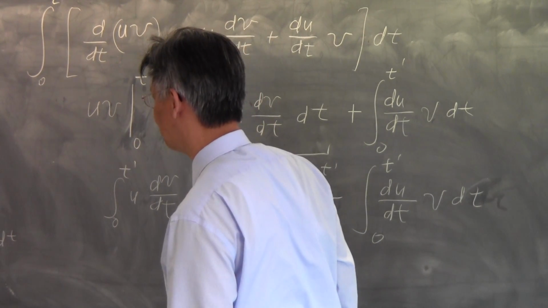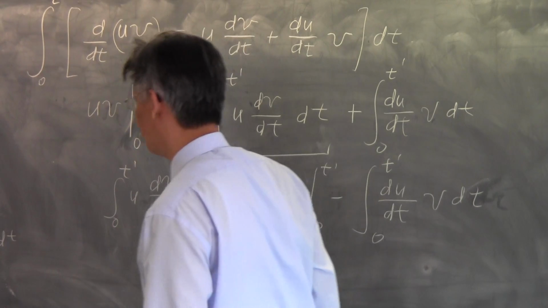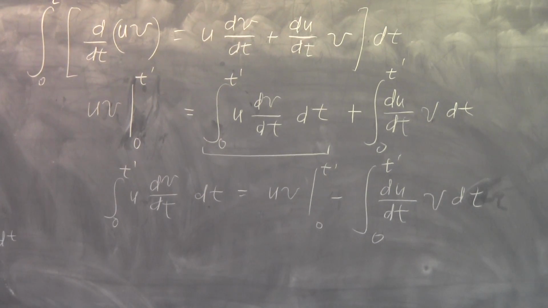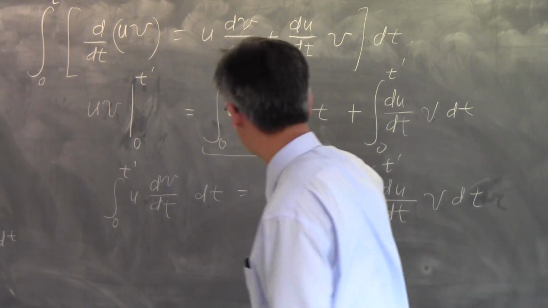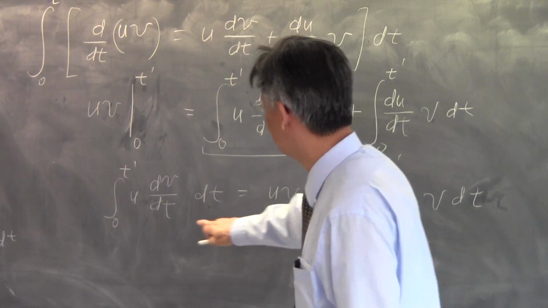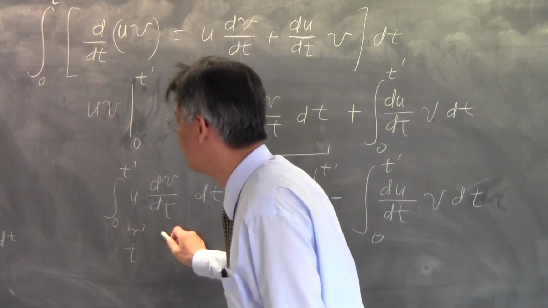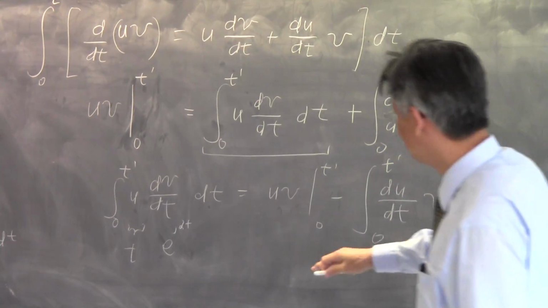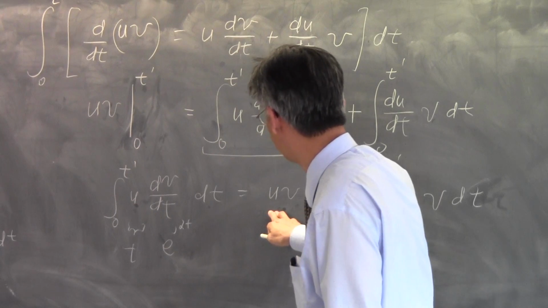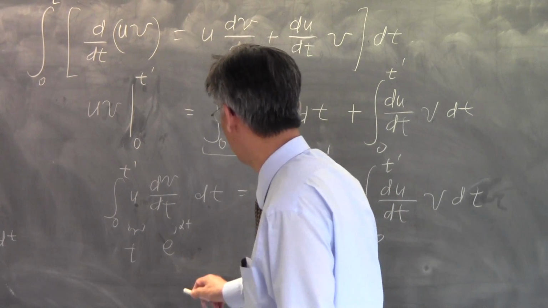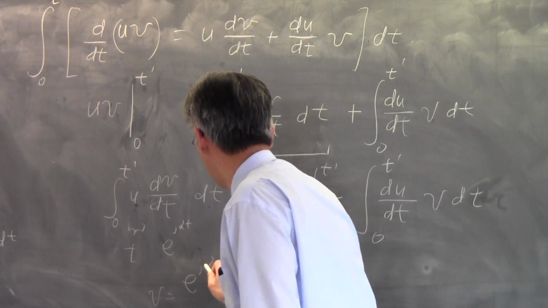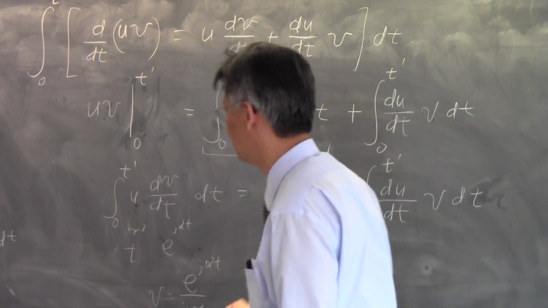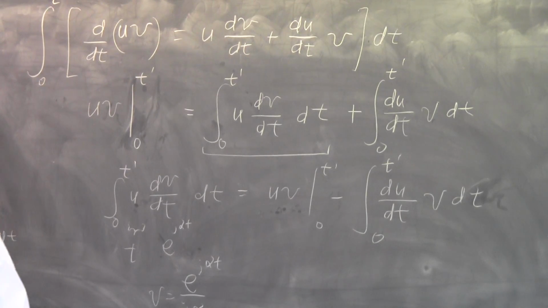And then I actually have to put t here. So I have to figure out what v is and then put the u. My u is t. My dv dt is e to the j alpha t. And then for the first term I substitute my u, which is t, and my v, which I figure out to be e to the j alpha t over j alpha. I substitute in there, and I get this first term over here.